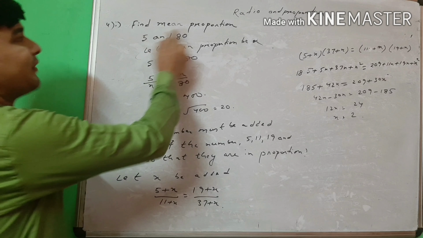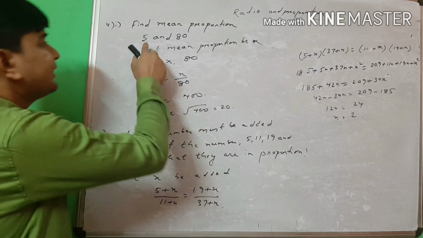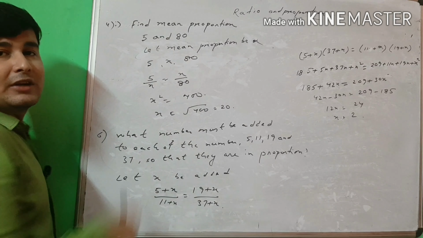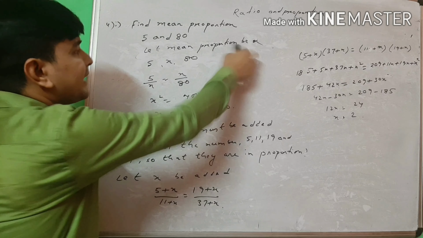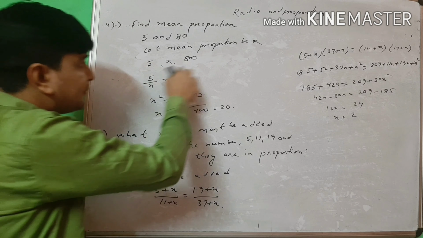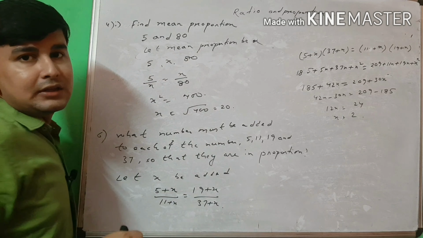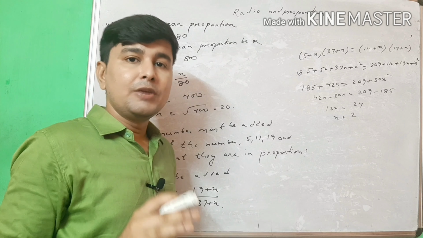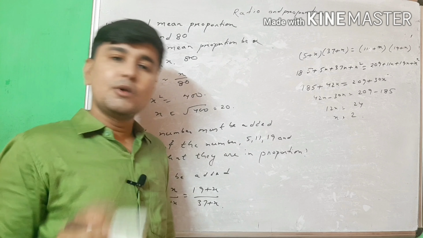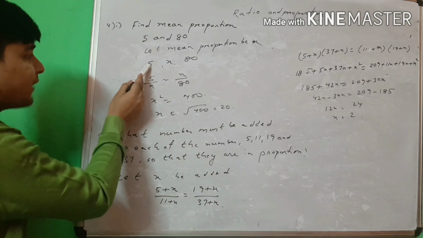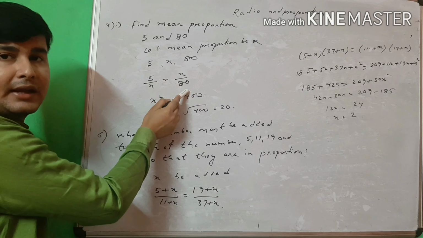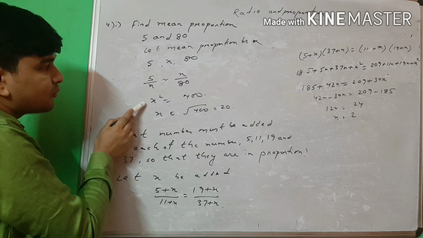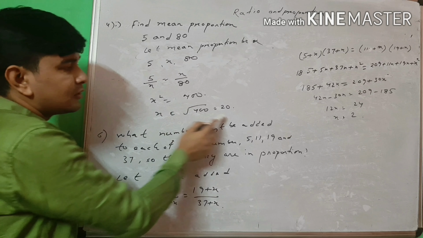Question number 4, find the mean proportion. See, only 5 and 80 are given, and we find the mean proportion. The middle one is missing here, so let the mean proportion be x, the middle one. The mean proportion is always in continued proportion. We know that three quantities of the same kind are said to be in continued proportion if the ratio A to B is equal to the ratio B to C. So that's why 5 by x equals x by 80. We already read these formulas. Therefore x square equals 400, therefore x equals 20.